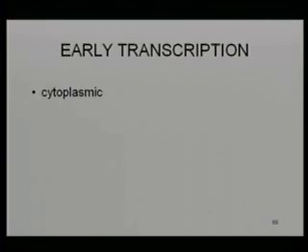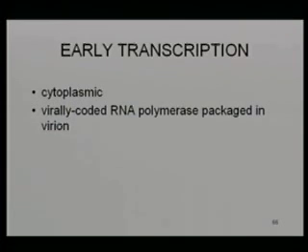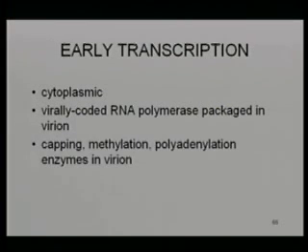We've already pointed out this occurs in the cytoplasm, so there's no problems about shipping messages out of the nucleus. They're already in the cytoplasm. And it's done by that virally coded RNA polymerase, because we don't have an RNA polymerase that would work here. And it's packaged in the virion. And because this is virally coded, its promoters need to be recognized by its own polymerase. They don't need to be recognized by our polymerase, so they're rather different than our promoters. But it does go ahead and it makes an RNA that mimics our RNAs perfectly. So it's capped and methylated and polyadenylated. But those are all virion enzymes.